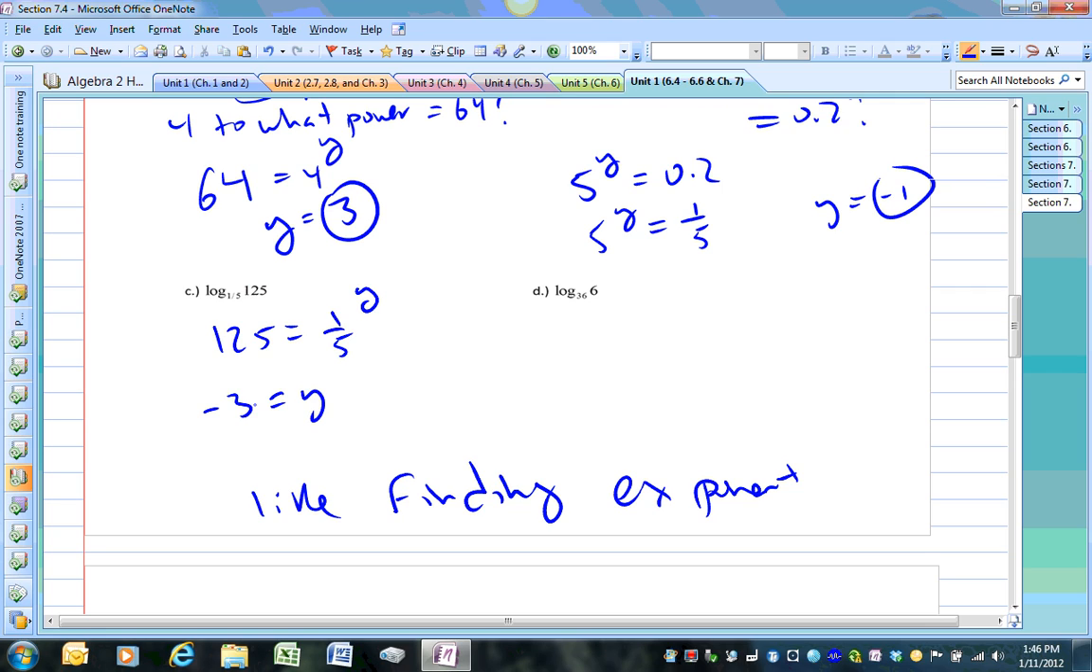Pause the video, see what you get for D. Okay, if you said 1/2, you are correct. Set equal to y. So 6 equals 36 to the y power. And if you think about it, the square root of 36 is 6. How do we express square root as an exponent? We know that's 1/2.